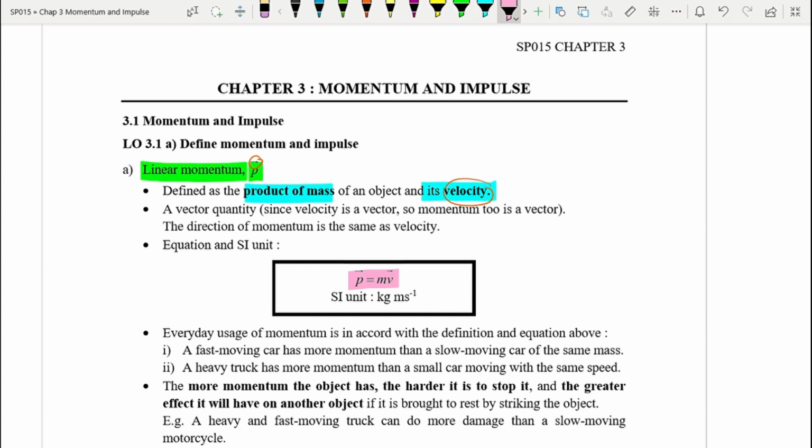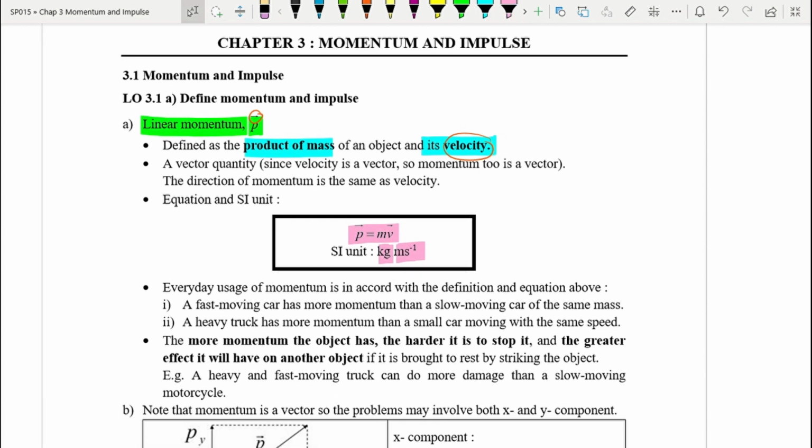Alright, so in terms of units, let's just look at our formula. The SI unit of mass is kg, and the SI unit of velocity is m s^-1. So the SI unit for momentum will be kg m s^-1, kg meter per second. Okay, momentum we can actually imagine like inertia too. Because its formula is mass and also velocity, so mass and velocity will affect the value of momentum.